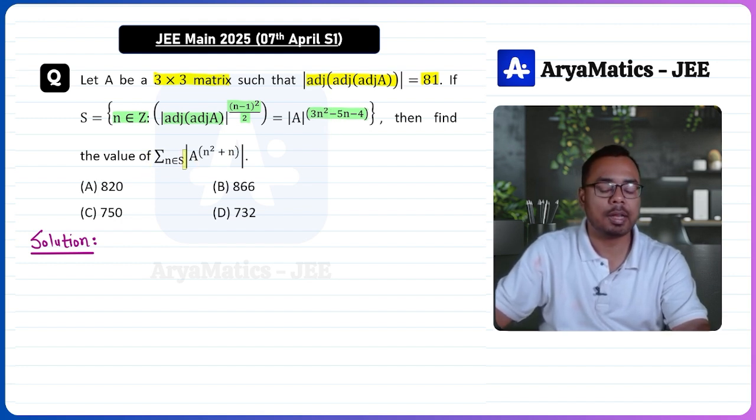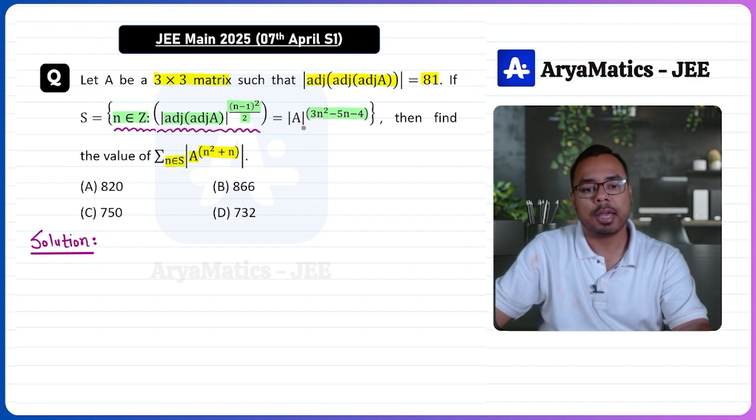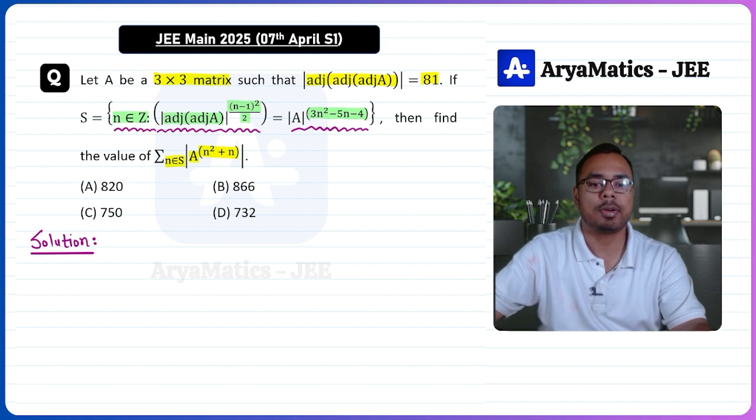Then we have to find the value of sigma n belonging to S, determinant of A raised to n square plus n. So basically in this problem, first we have to find all the integral values of n which satisfy this equation, right? And for that we need to use properties of adjoint of a matrix.